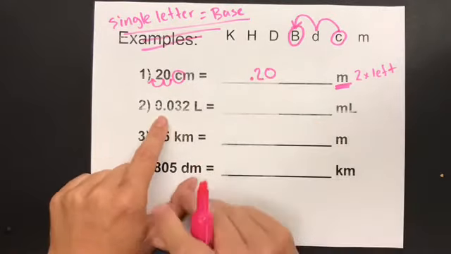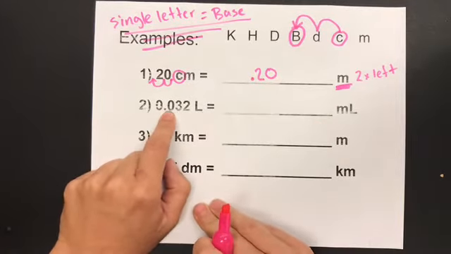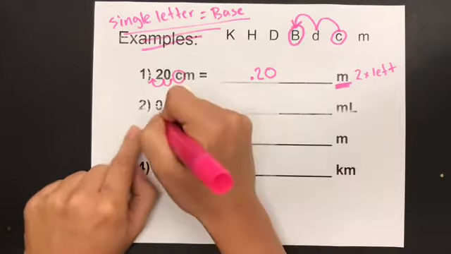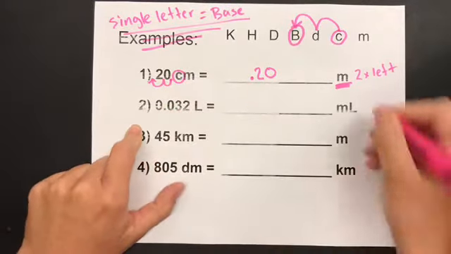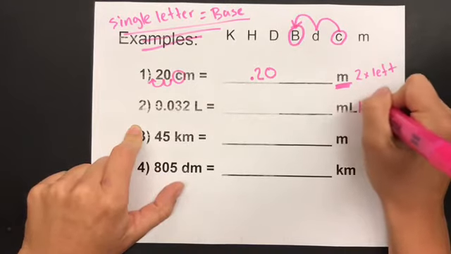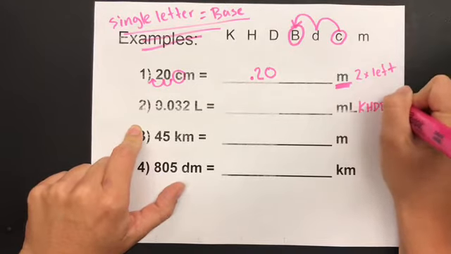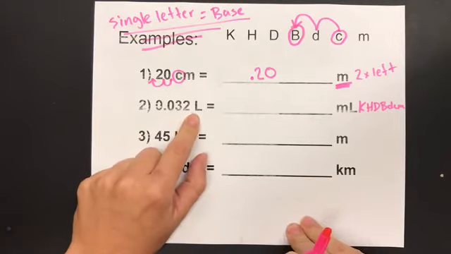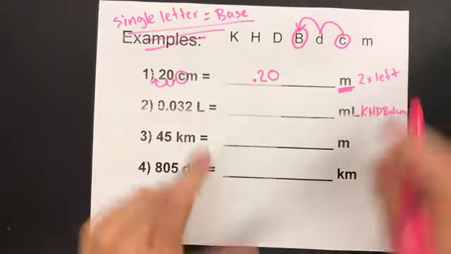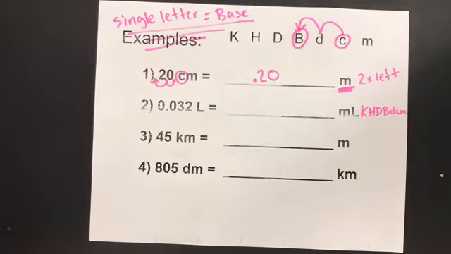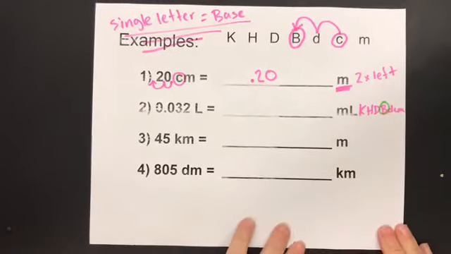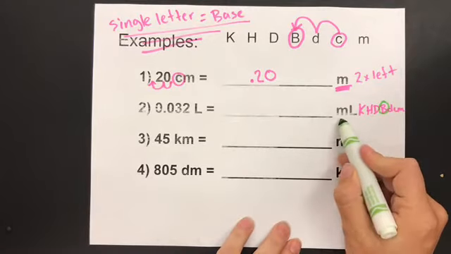Okay, so this time we have 0.032 liters and we're trying to get to milliliters. So we're going to rewrite here. King Henry died by drinking chocolate milk. Okay, there's just a single letter. What does that mean? Single letter means we're going to start at the base. So we're going to start at the B. This time we're going to go to mL.